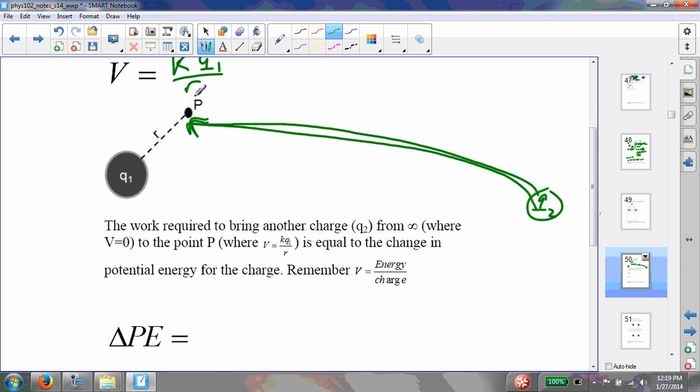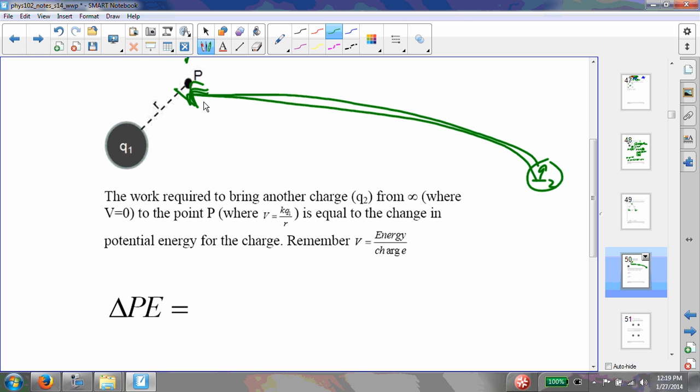I want to know how much energy or work is required in order to move this charge from here to here. And then that will tell me how much potential energy I have within the configuration of charges. The amount of work that I do will equal the potential energy.